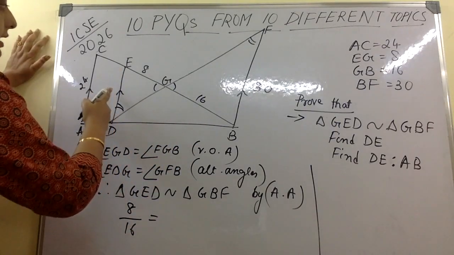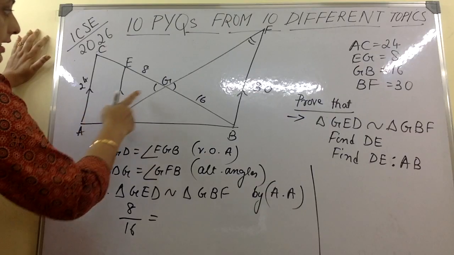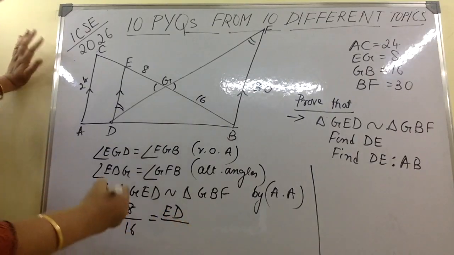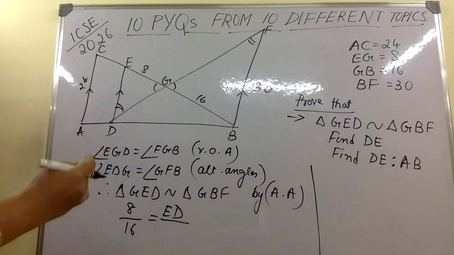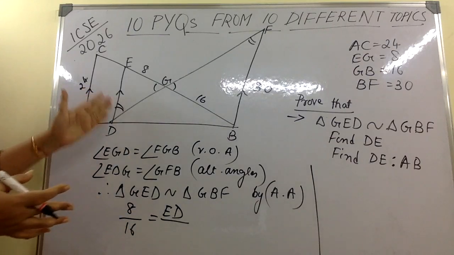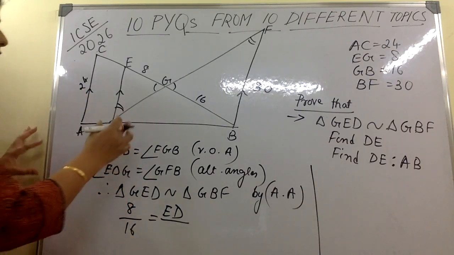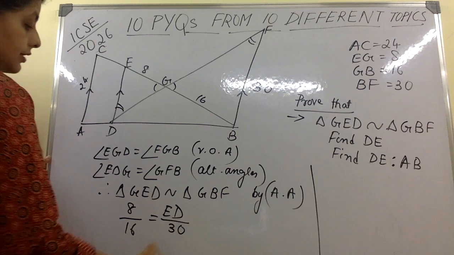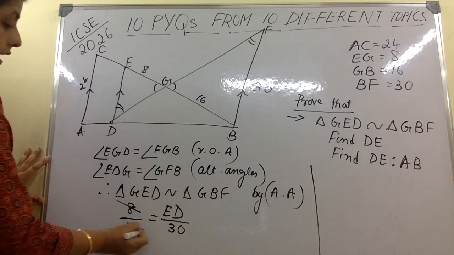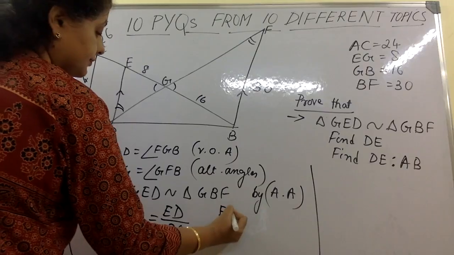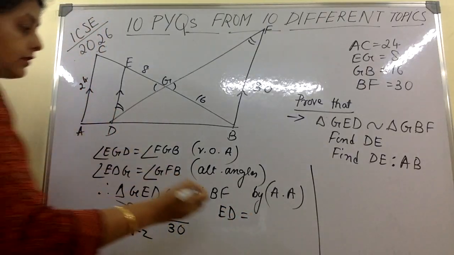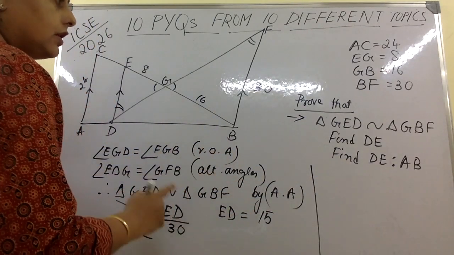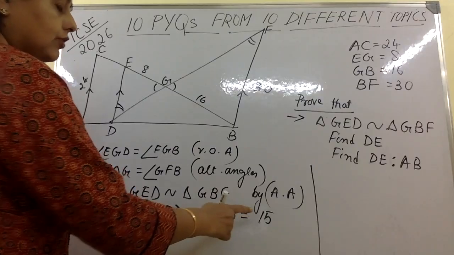8 by 16 is equal to, now if I write the other angle, that is opposite the vertically opposite angle, ED. I somehow have to include ED or DE in the sum because I have to find its value. So ED, and opposite the vertically opposite angle, that is 30. So now I can easily find, this is half. So ED is equal to 15. Okay, if they have given the unit, put the centimeter. If they have not given, you don't have to put. So ED is equal to 15.